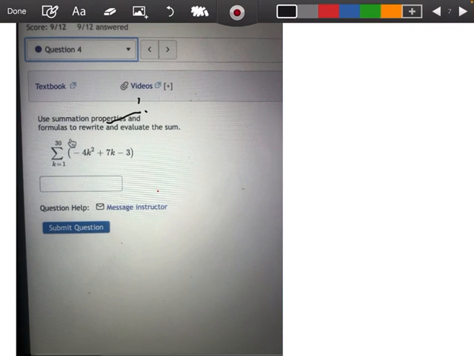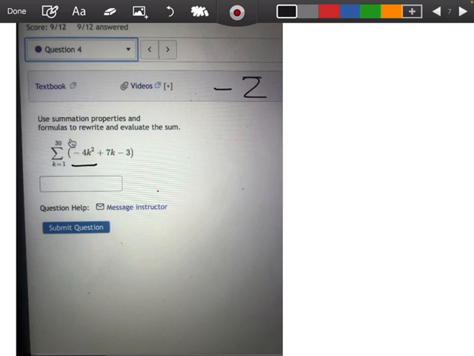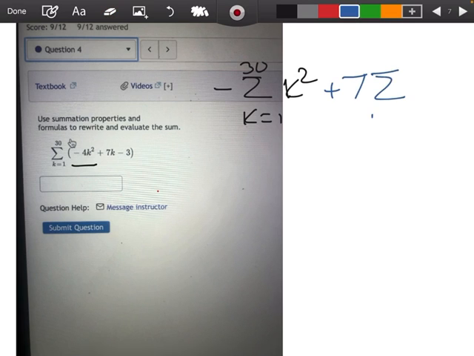So again, I'm going to do the same process. I'm going to look at this first part. So I'm going to take that negative 4 on the outside. I'm going from k equals 1 to 30 of k squared. Okay. Plus, I'm going to take that 7 out. So let me write that 7 out here in the front. And I'm going from k equals 1 to 30 of my number k. And then a minus k equals 1 to 30 of my number 3.